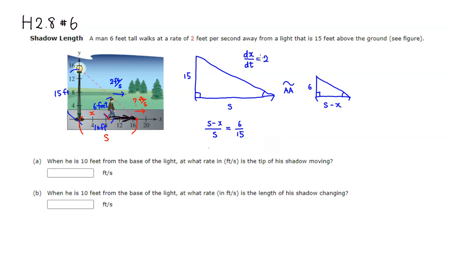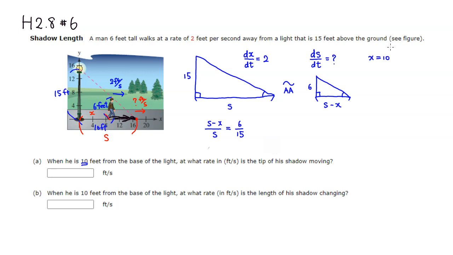And then what we're looking for is at what rate in feet per second the tip of the shadow is moving. So what we're looking for is ds over dt, the rate of change of the distance between the tip of the shadow and the base of the street light with respect to time. All right. And at that time, x is 10, right? So here x is 10 at that moment.